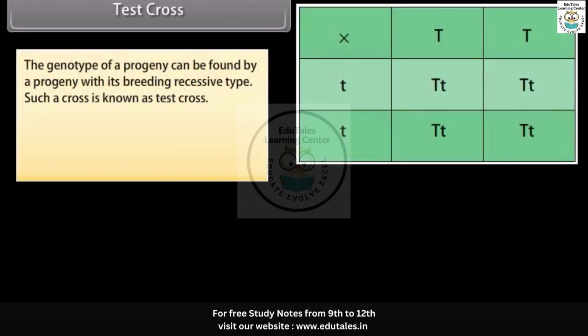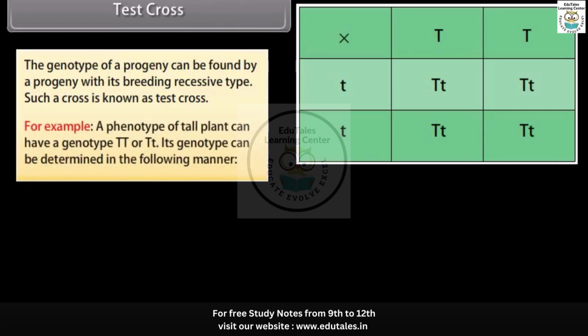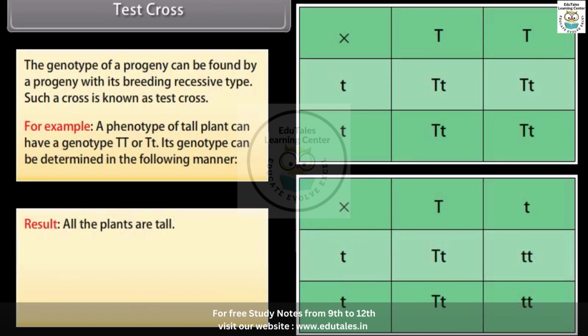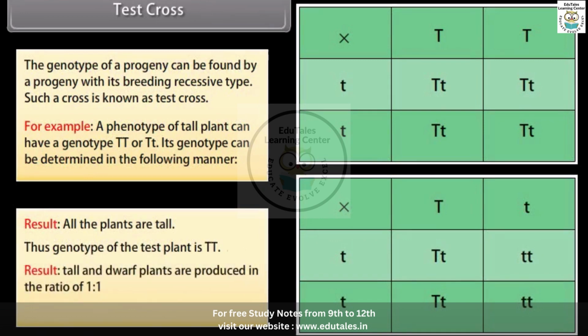Test cross. The genotype of a progeny can be found by crossing it with its recessive type. Such a cross is known as test cross. For example, a phenotype of tall plant can have a genotype TT or Tt. Its genotype can be determined in the following manner. In the first case, all the plants are tall. Thus, the genotype of the test plant is TT. In the second case, tall and dwarf plants are produced in the ratio of 1:1. Thus, genotype of test plant is Tt.